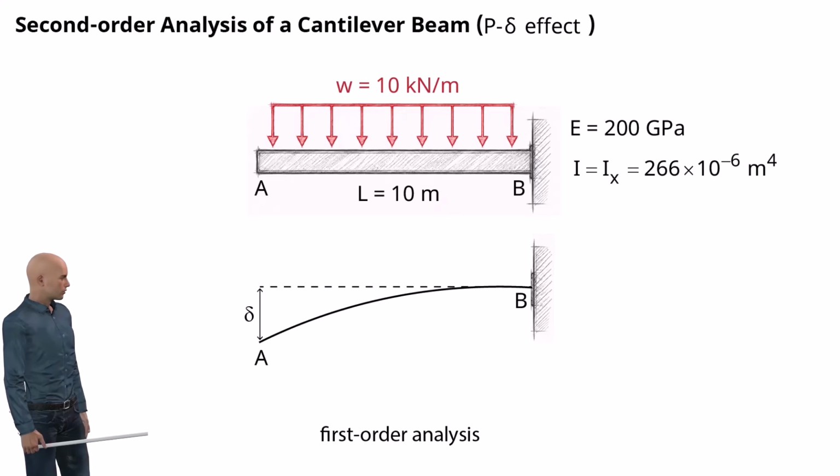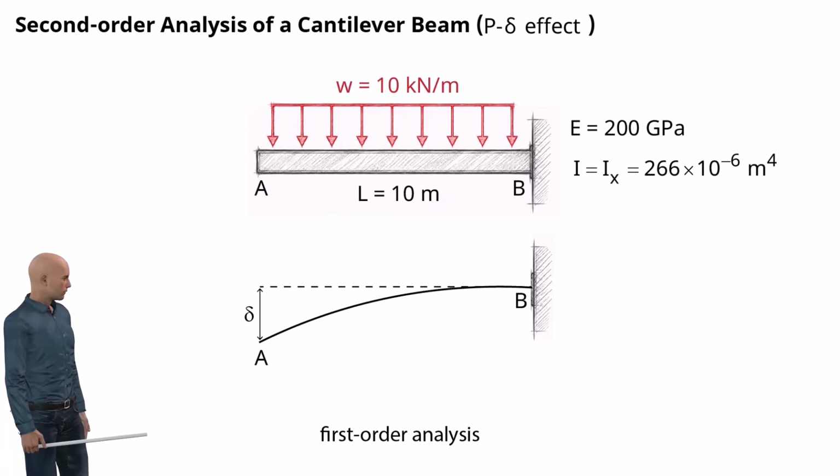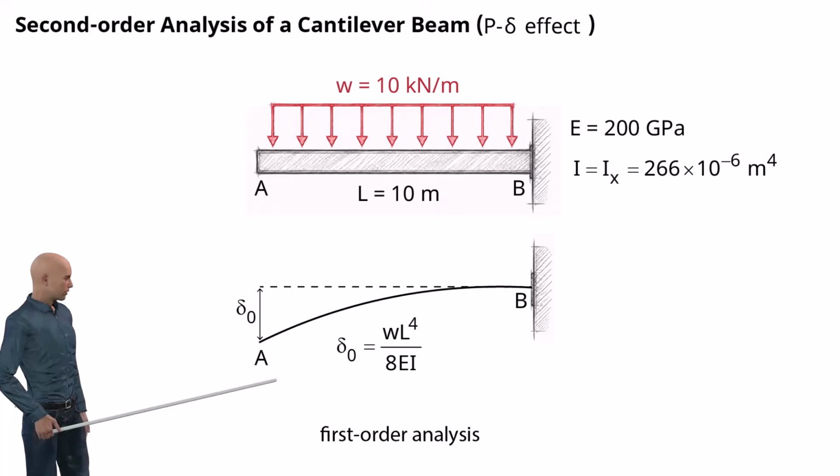We can calculate this deflection using any standard method. For example, we could use the double integration method, or we could use the virtual load method. For a cantilever beam subjected to a uniformly distributed load, the free end deflection is, here, delta sub 0 is the first-order deflection. The subscript 0 tells us that this is the displacement before we include the secondary effect of the axial load.